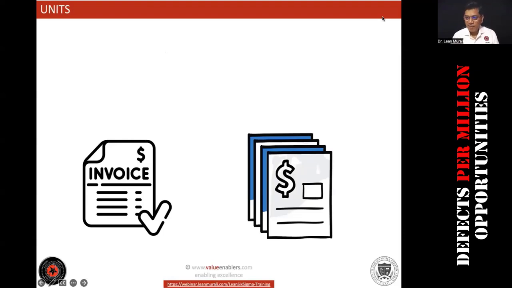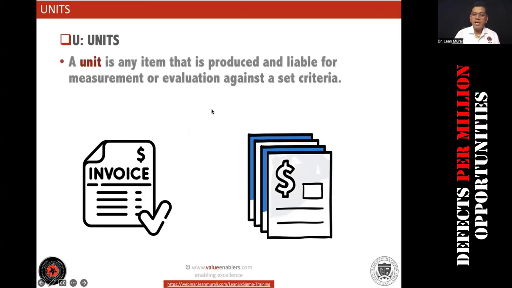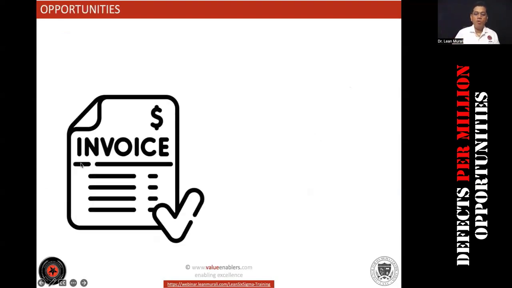Now, let me take an example from the service industry. Let's say that you are in the purchase department, and in every business they make invoices. So I'm taking the invoice example. A unit is an item that is produced and is liable for measurement or evaluation against a set criteria. Don't complicate. Unit means there's one. One invoice is 1 unit. Now, opportunity means what all can go wrong in an invoice?